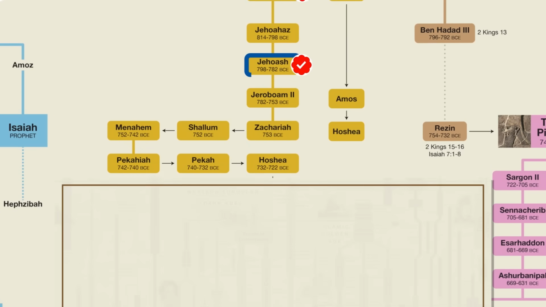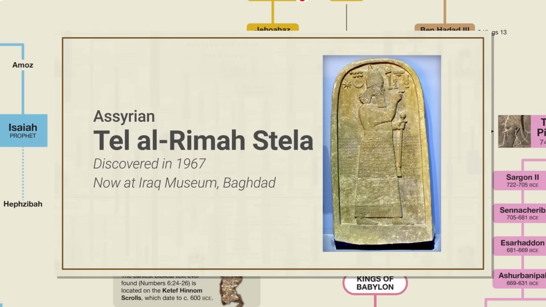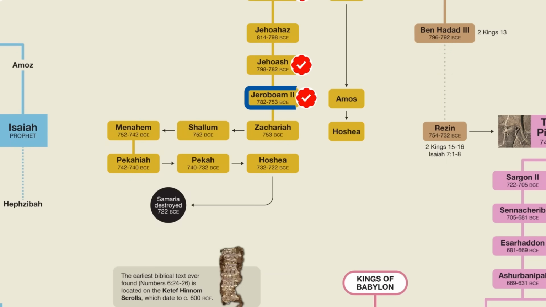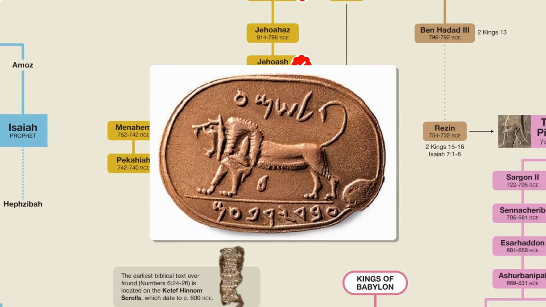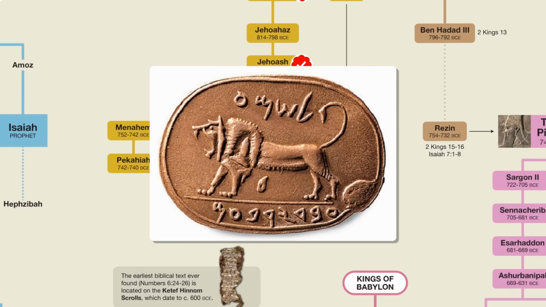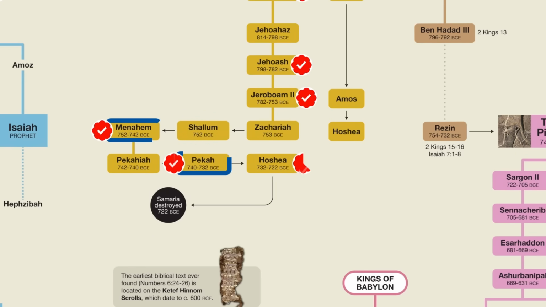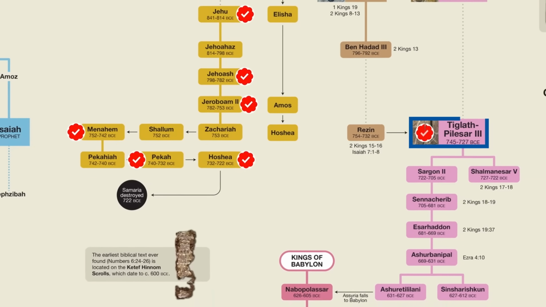the Assyrian Tel al-Rima stele as Jehoash the Sumerian, Jeroboam II, whose name appears on a seal belonging to someone called Shema, the servant of Jeroboam, and Menahem, Pekah, and Hoshea, all of whom appear in Assyrian records as having paid tribute to Tiglath-Pileser III.